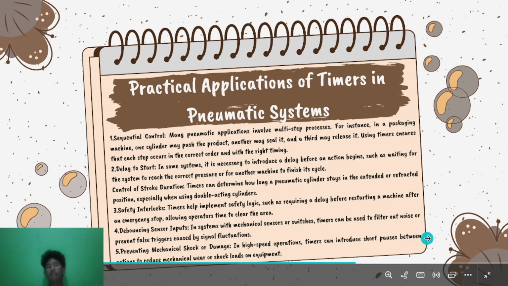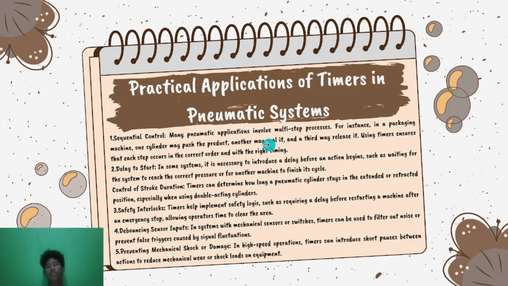Number 1, sequential control. Many pneumatic applications involve multi-step processes. For instance, in a packaging machine, one cylinder may push the product, another may seal it, and a third may release it. Using timers ensures that each step occurs in the correct order with the right timing.